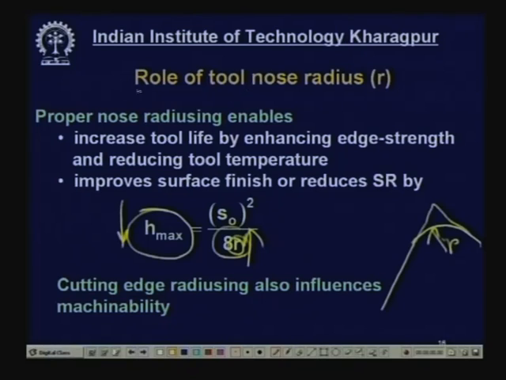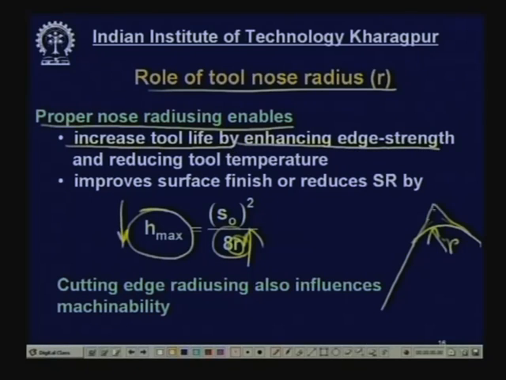Now, role of tool nose radius. Proper nose radiusing, how does it help? Proper nose radiusing enables, proper means adequate. If you make it too large, then some other problem will arise. This helps in increasing tool life by enhancing the edge strength. If it is very sharp, it will be very weak and will break, and this is very detrimental. So, this will give mechanical strength to the cutting edge, and reduce tool temperature, since the heat will be distributed over a wider area. The temperature will be reduced, that is a favor.